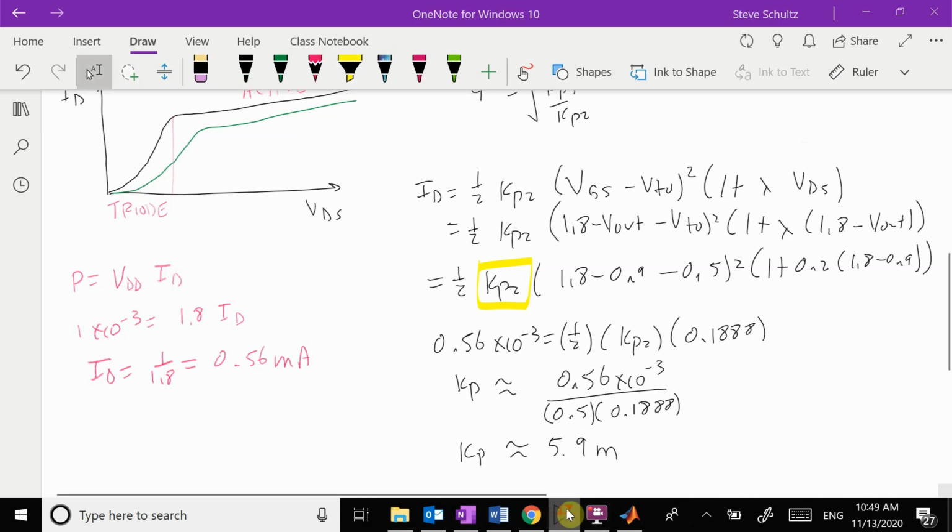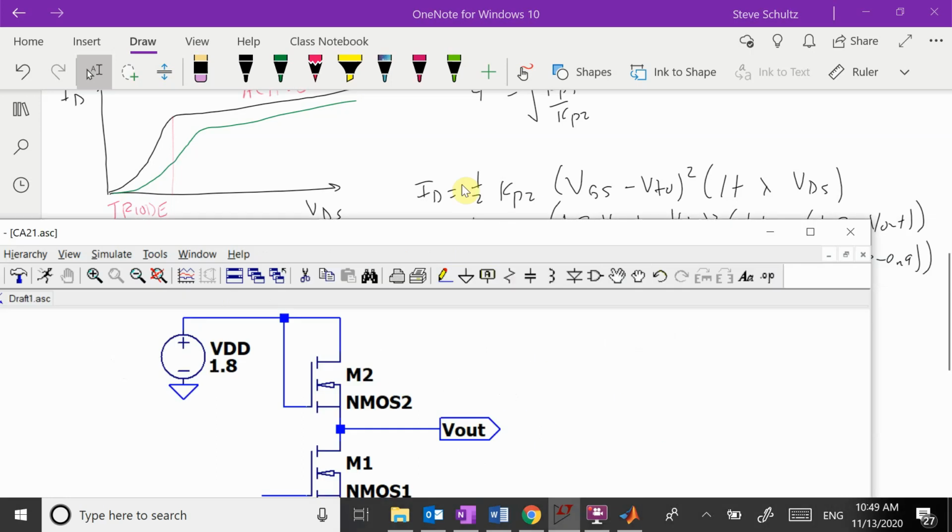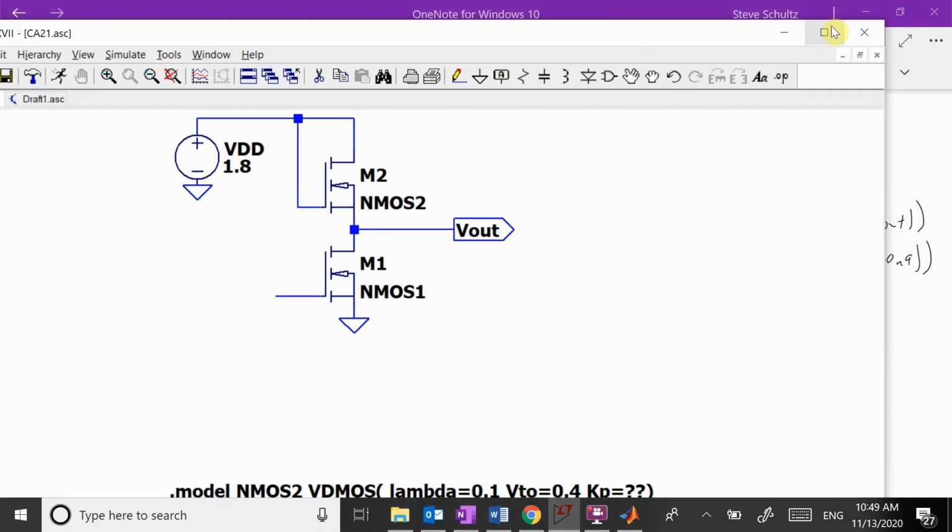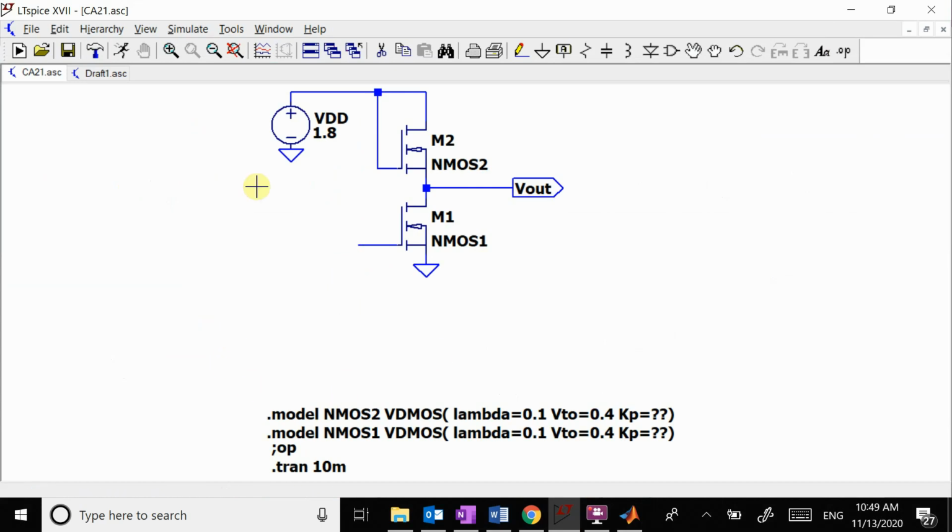Okay, so now let's just start with our first transistor and go get that all working over in LTSpice. So we come over here to LTSpice. Here is our basic circuit. So you see we have these two NMOSes. Well, when we first start off, we're just going to start with our top MOSFET to get it to work first. Okay, so we're going to come in here and we want this to produce a voltage of 0.9.